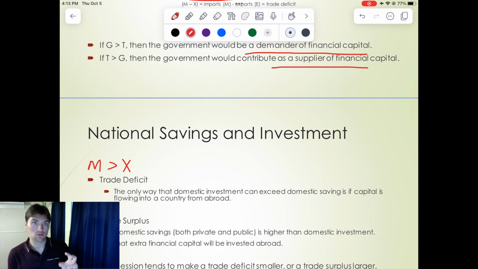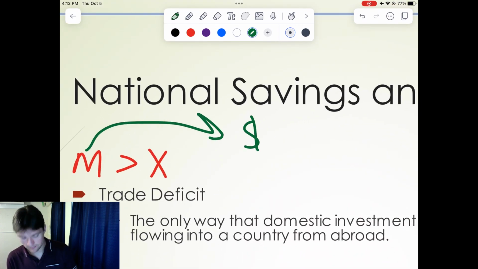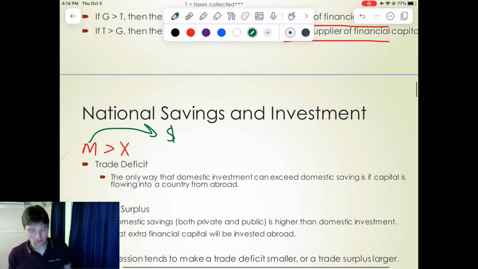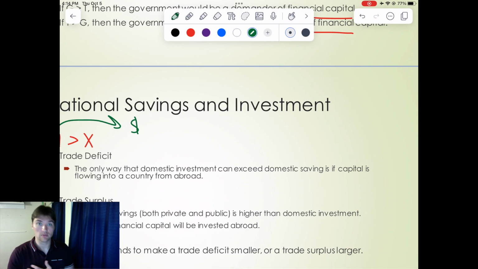Basically, if we're going back to what's happening with the flow of financial capital, if you have more imports than exports, that means that you're buying things from other countries. So you're literally sending money to another country. And then they're going to collect this money, they're saving it, and they're going to invest it. So when we have a trade deficit, usually what's going to happen next is that the people are going to invest to where capital is flowing into the country from abroad.